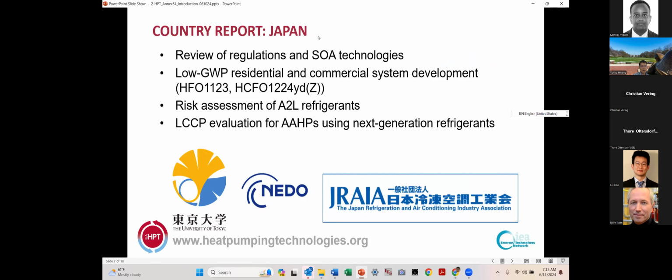The second country is Japan. Japan conducted many different tasks, including review of the regulations and state-of-the-art technologies. The second was investigating low-GWP residential and commercial systems utilizing HFO 1123 and HCFO 1224YDG. And also they conducted risk assessment of A2L refrigerant. And then the last task was evaluating LCCPs for air-to-air heat pumps using next generation refrigerant.